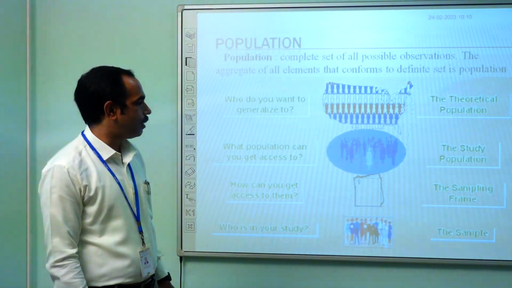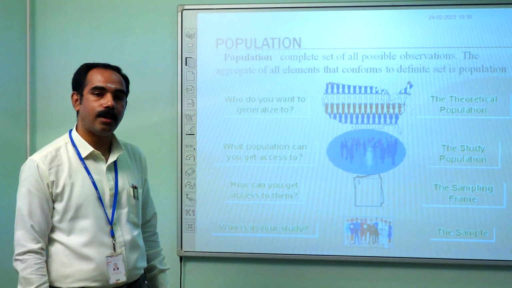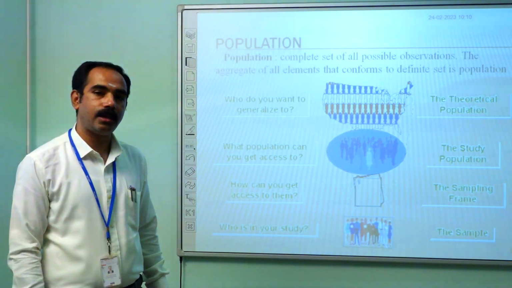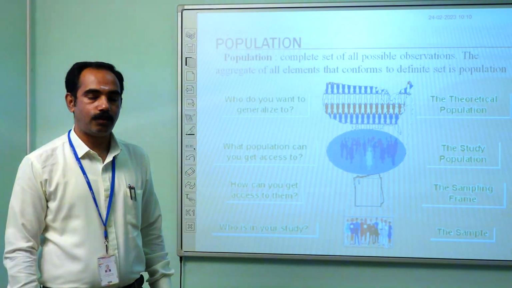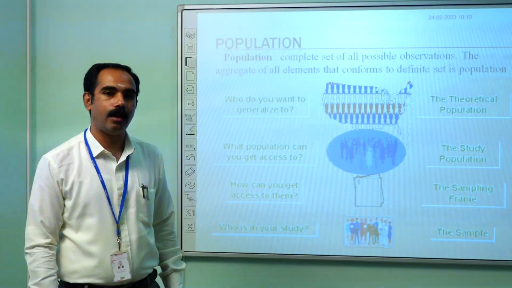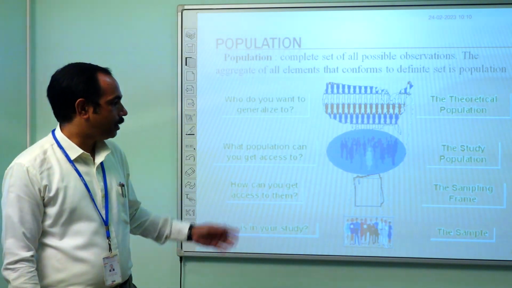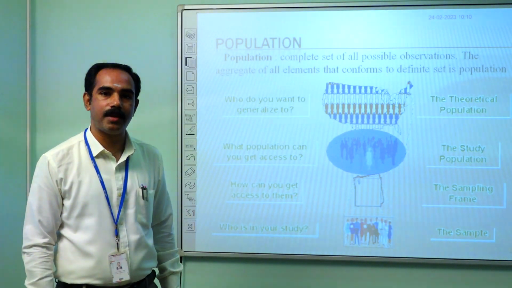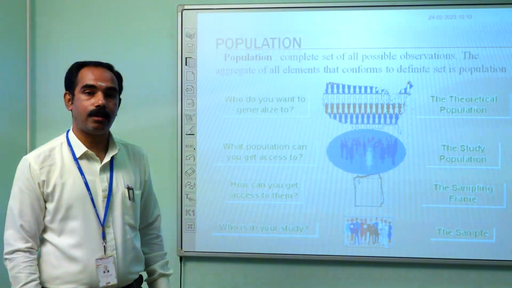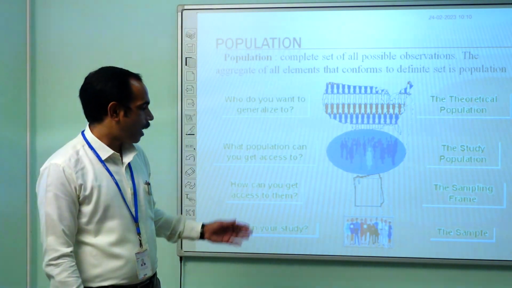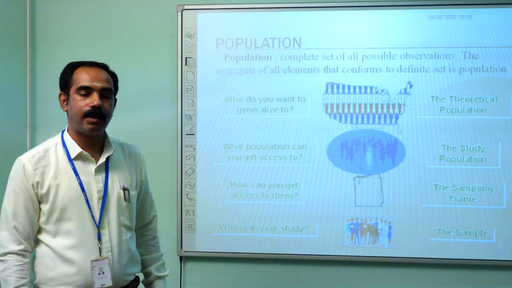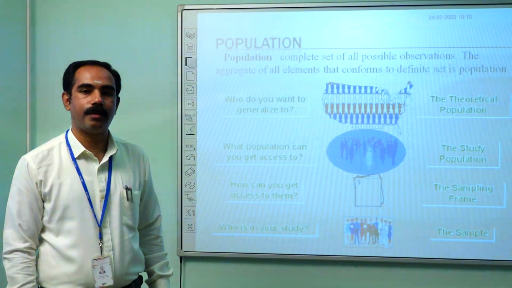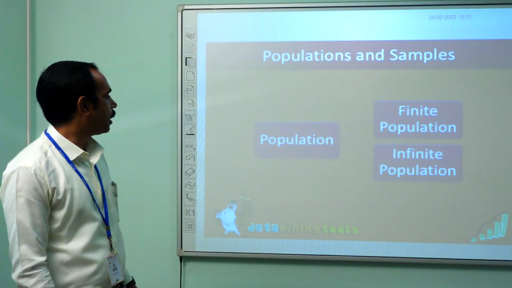Then the next one is the study population. This is the population from which we are going to draw our sample. The theoretical population is the population to which we are going to generalize our results. The sample frame is the list of elements from which we are going to select our samples. Finally, from the sampling frame, we draw the samples for our study. So this is about the types of population.